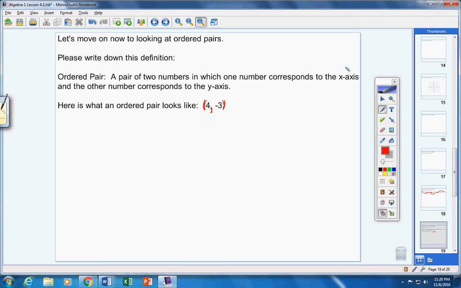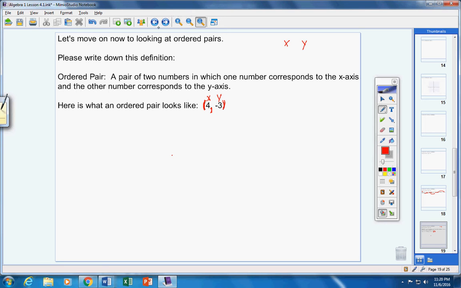One number corresponds to the what? Y-axis, or x-axis. One number corresponds to the y-axis. Well, just like alphabetical order in the alphabet, x comes first and then y. The first number in an ordered pair is always the x value, and the second number is always the y value. Got it? Now, let's take this a step further.